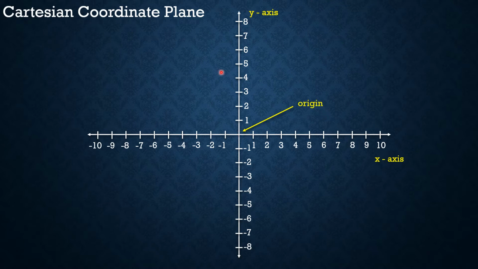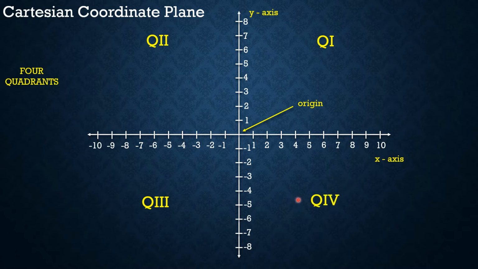The Cartesian coordinate plane is divided into 4 regions, or simply 4 quadrants. We have quadrant 1, quadrant 2, quadrant 3, and quadrant 4. It is also important na alam natin yung tinatawag nating ordered pair or simply yung coordinate. So we have x, y, or pwede rin nating tawagin itong xy.